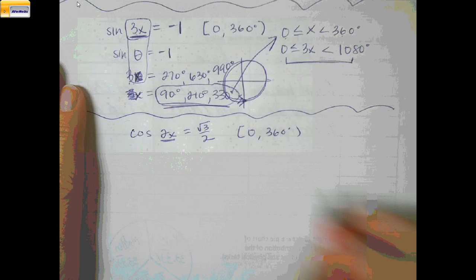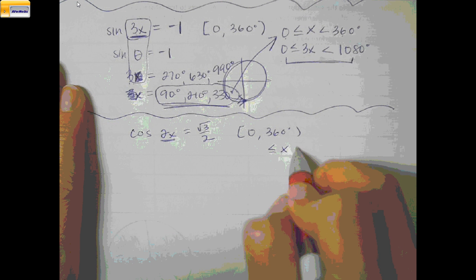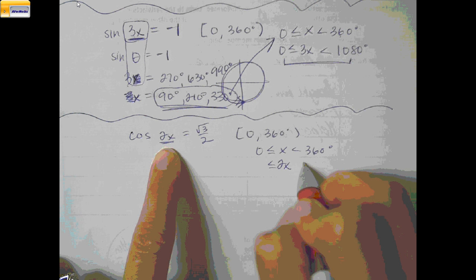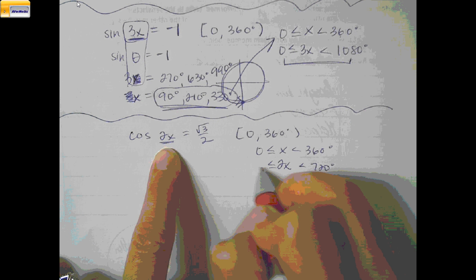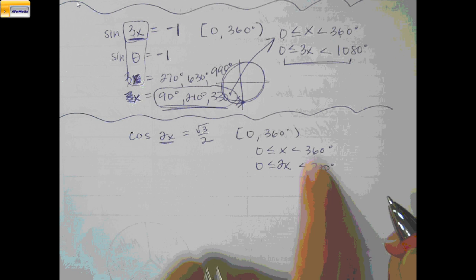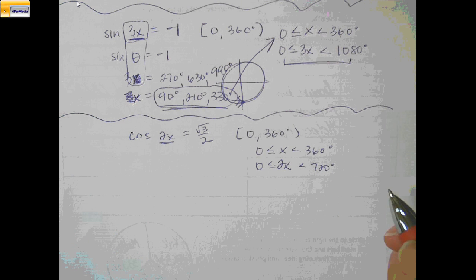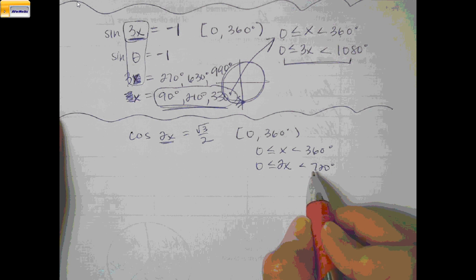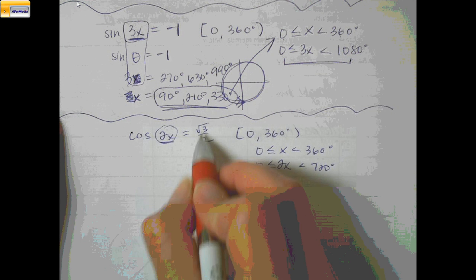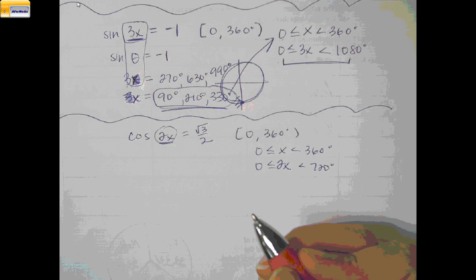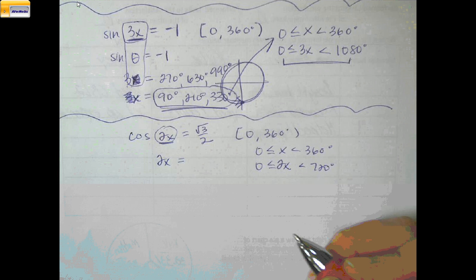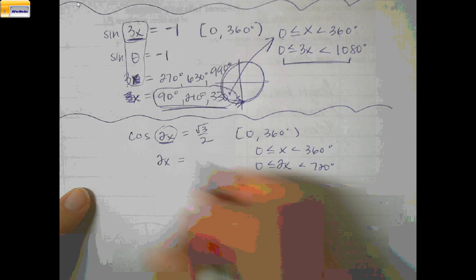So I'm thinking, okay, my x needs to be between 0 and 360 degrees. But I've got double this angle. So if I double that angle, I'm going to double these other guys: 2 times 0, 2 times x, and 2 times 360 degrees. So now my 2x needs to fall between these two. Cosine of some angle is going to give us radical 3 over 2. Well, when we think about radical 3 over 2 for cosine, that's going to be 30 degrees.